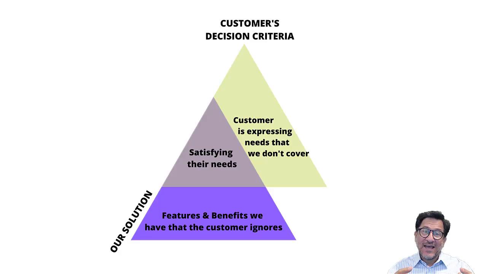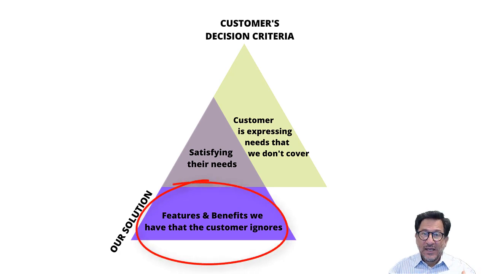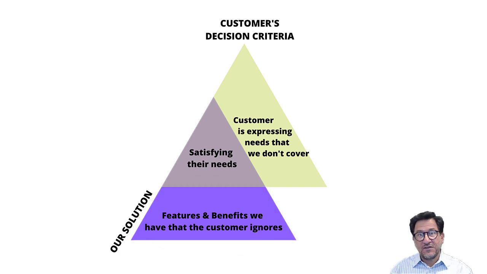So there are three zones: things that we cover on the list of decision criteria or features, whatever expression of needs we have; things that are presented or expressed by the customer that we don't cover; and then things that we do cover that we are proudly announcing to the market, but the customer is not expressing any interest in those. So these are the three areas.